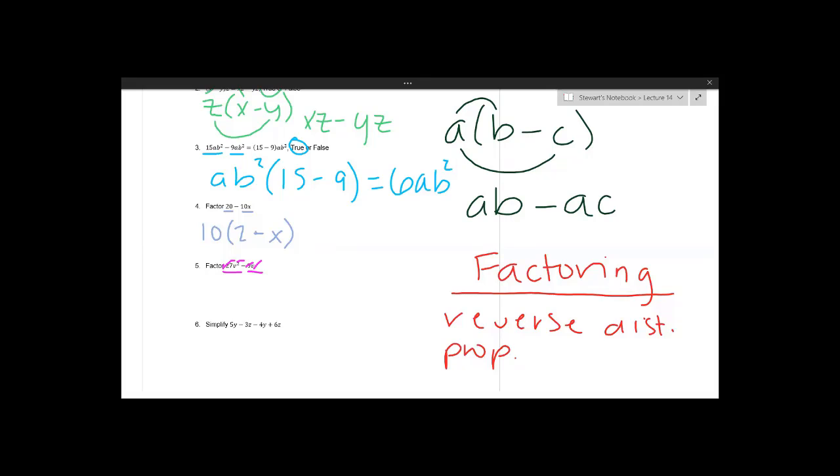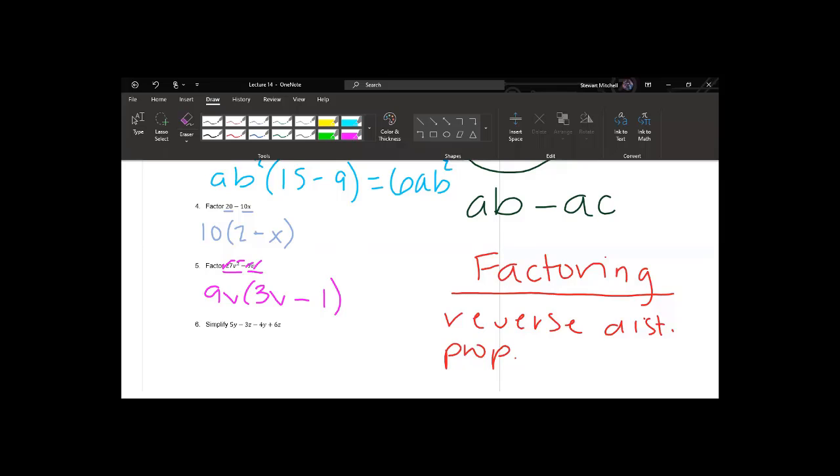So what we know we have in common is 9v, and then 27v squared divided by 9v. One of the v's cancels from that v squared, and 27 divided by 9 is 3. So we're left with 3v, and then 9v divided by itself is just 1. So we're left with 3v minus 1 in parentheses. And then if you redistributed to check, you'd get 27v squared minus 9v.